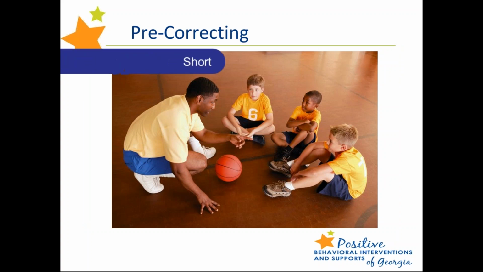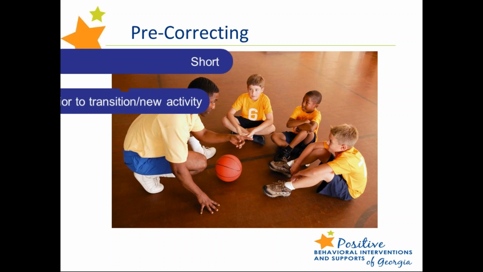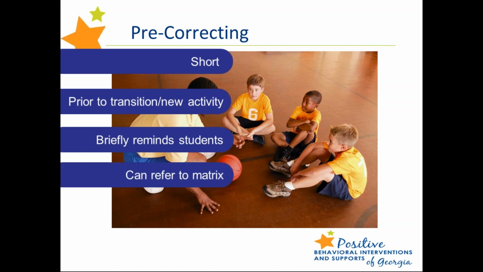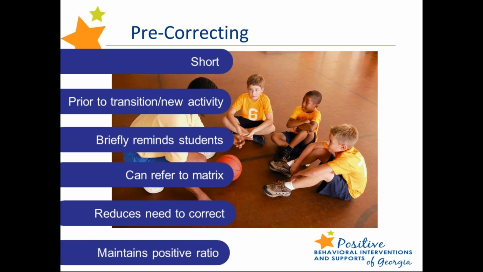Pre-correcting is short, taking 2 to 5 minutes. It's used prior to a transition or a new activity. It briefly reminds students of behavior expectations in the upcoming activity. It can refer to the matrix as a visual. It helps reduce the need to correct students for misbehavior. And finally, it helps to maintain a high ratio of positives to correctives.